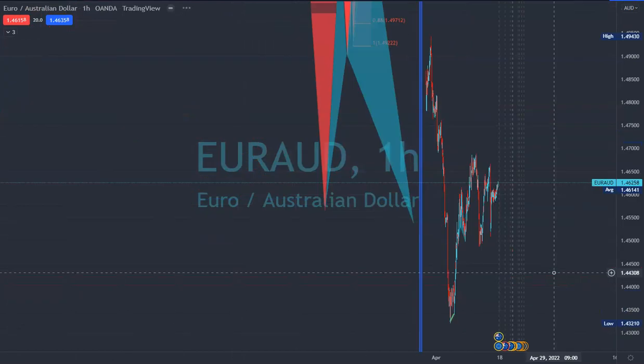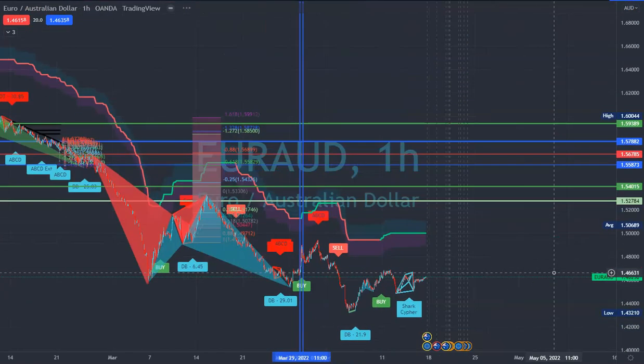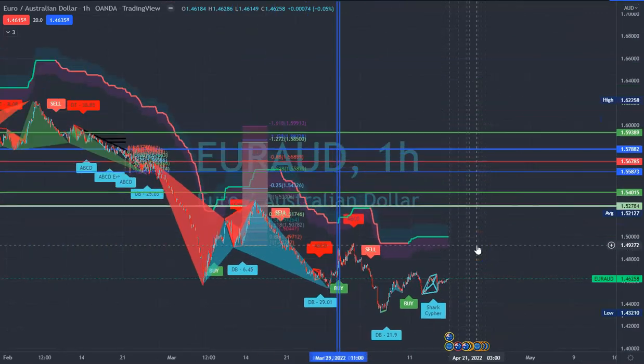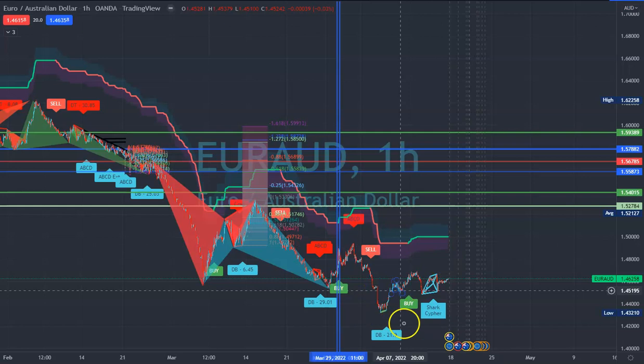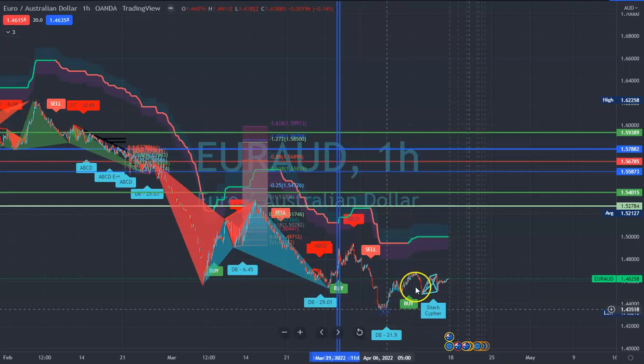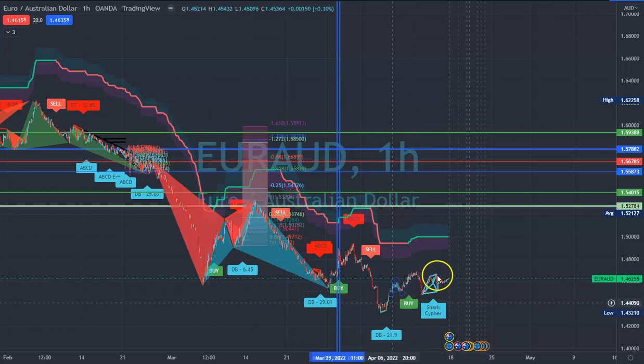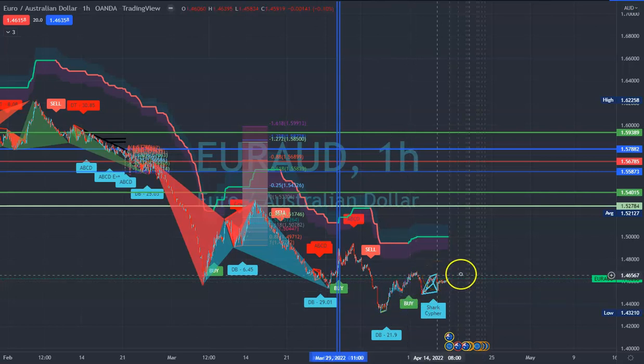I know, so many drawings on these. Oh gosh. Just the way it is, man. This is how I do it. Okay, so then we had the double bottom. Bounced off that double bottom. Beautiful. Nice bounce right off that double bottom.